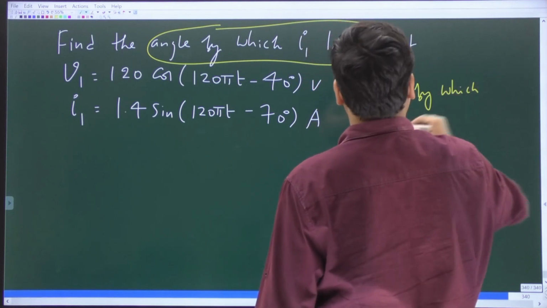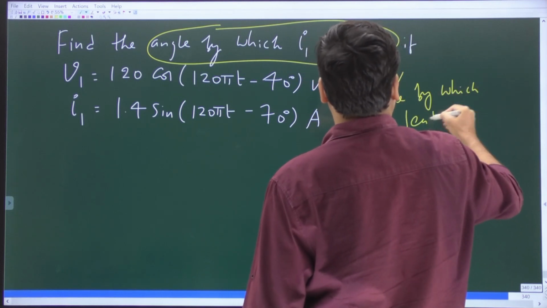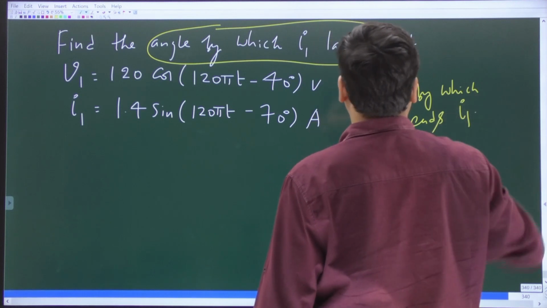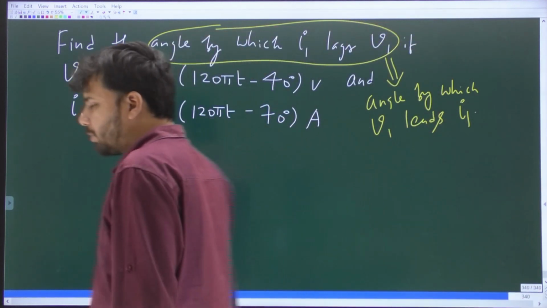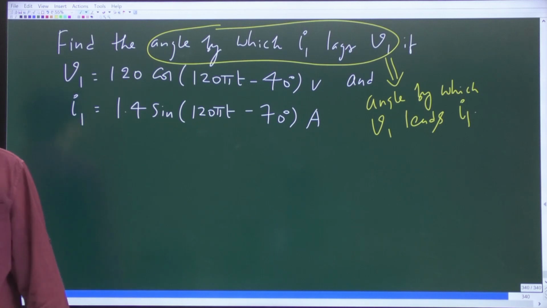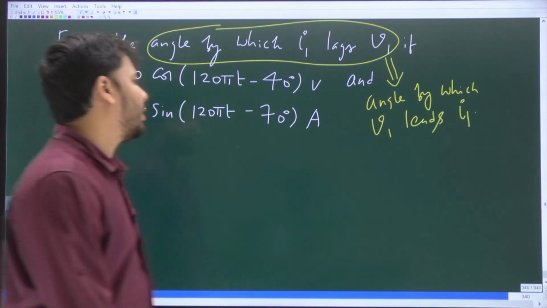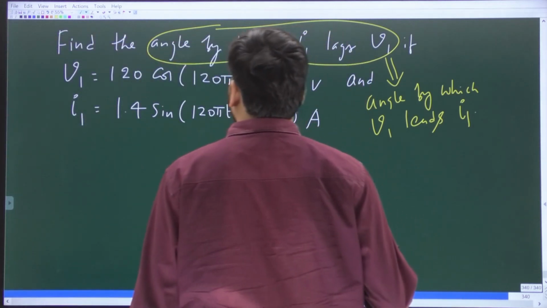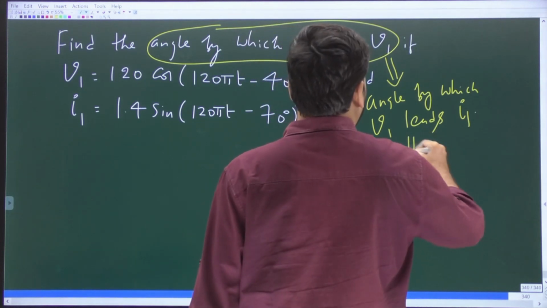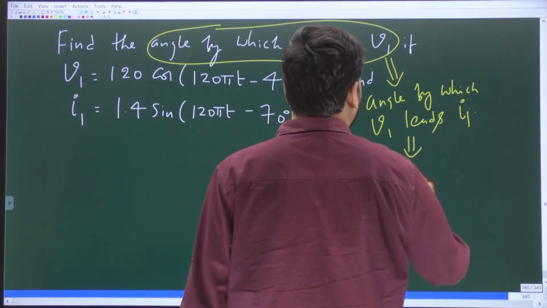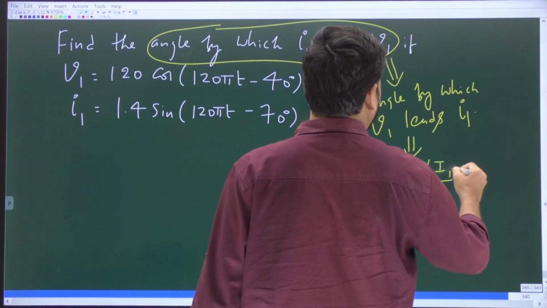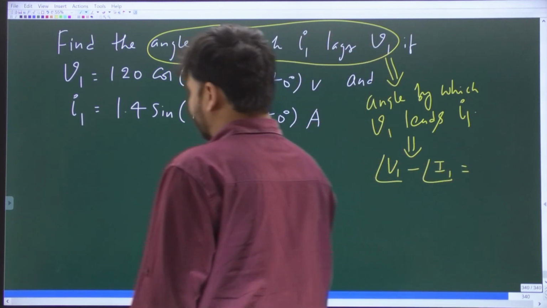Angle by which V1 leads I1. The angle by which I1 lags V1 is the same as the angle by which V1 leads I1, which is again the same as the angle of V1 minus the angle of I1.